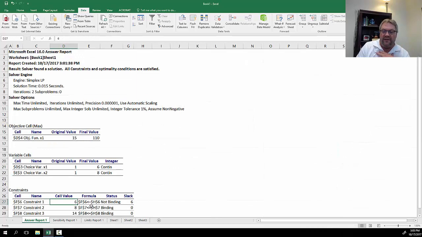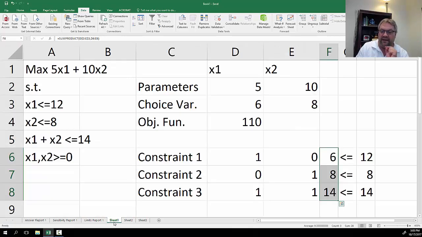All right? And then this is what I like: binding or not binding. Okay? If a constraint is not binding, that means that you have an inequality. The equal sign does not have any relationship here. So what I mean by that is, if I go back here, 6 is strictly less than 12, right?